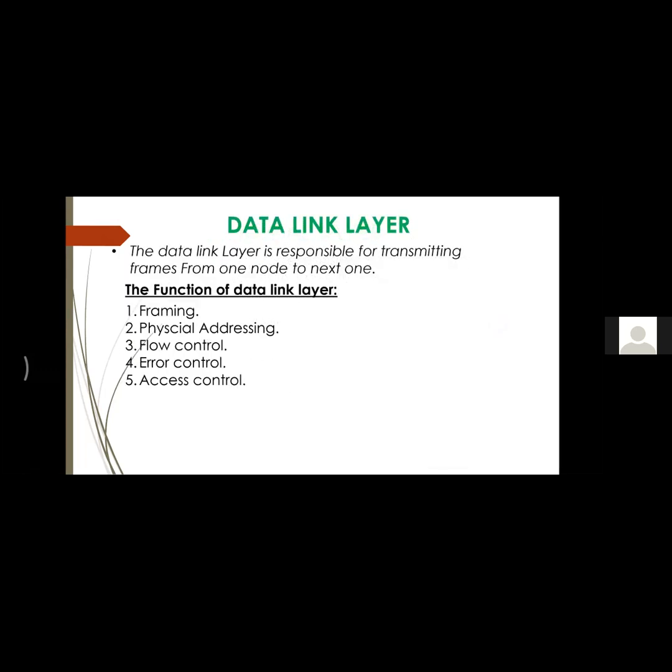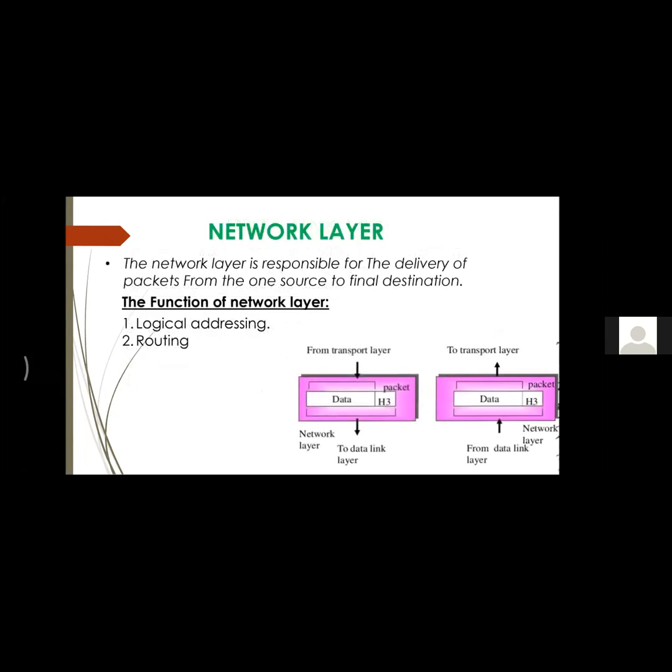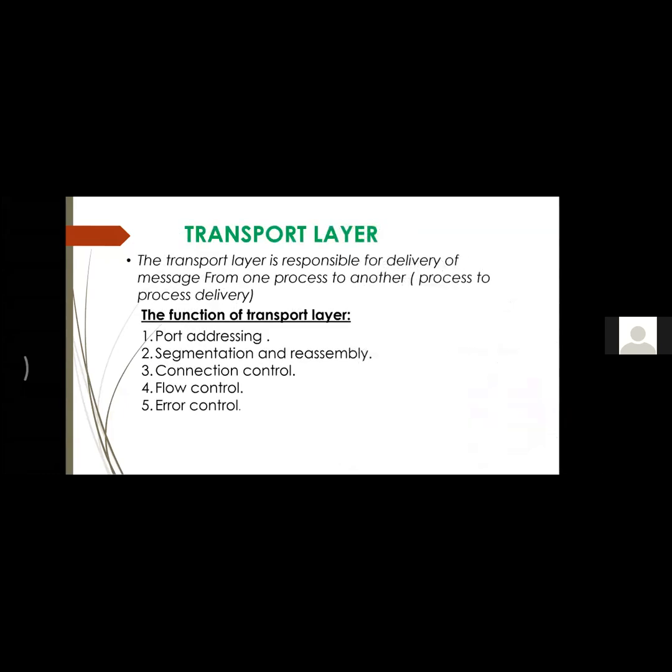Data link layer. The data link layer is responsible for transmitting frames from one node to the next. Its functions: framing, physical addressing, flow control, error control, access control, etc. Network layer. The network layer is responsible for delivery of packets from the original source to the final destination. Its functions: logical addressing, routing, etc. Transport layer. The transport layer is responsible for delivery of a message from one process to another. Its functions: port addressing, segmentation and reassembly, connection control, flow control, error control.